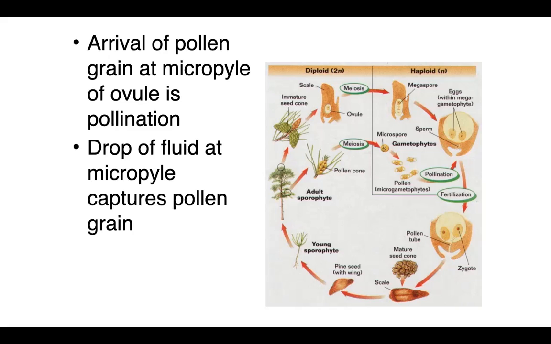The process of a pollen grain arriving at the micropyle is called pollination. Pollination is separate from fertilization. Just because there's a pollen grain here with sperm doesn't mean an egg is fertilized. In the micropyle, there's usually a drop of fluid, which then dries up. As it dries up, it draws the pollen grain into the integument.